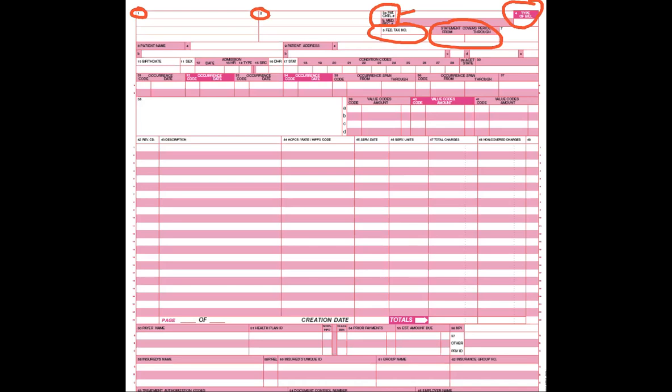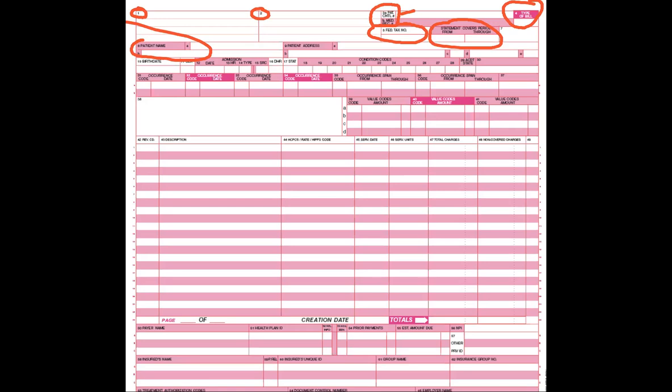Another portion of this claim form, just like the other one, has information about the patient. So the demographics that we talked about previously: name, address, date of birth, when they were admitted, how they were admitted. Did they come in via an ambulance, or did they come in via a private vehicle? Other parts: if the person has an accident, we're going to capture that data as well.